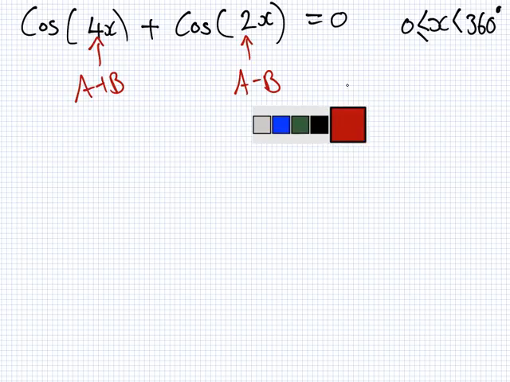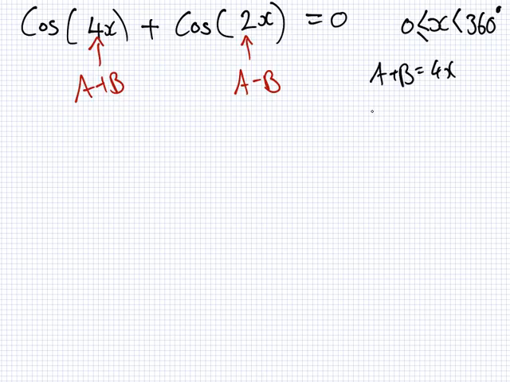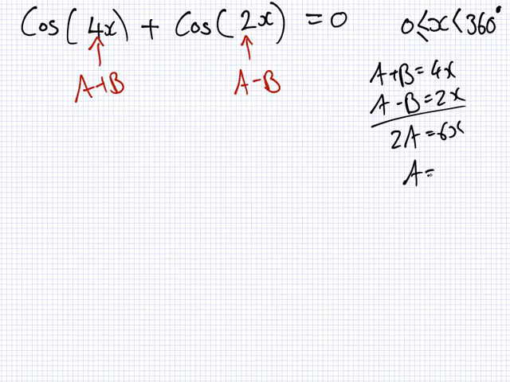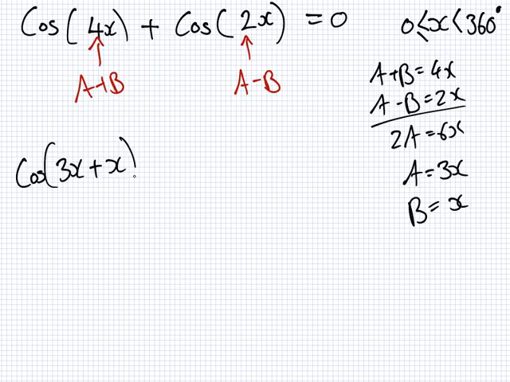Yeah? You'll see what happens now. Because what I can do is, if I say A plus B equals 4x, A minus B equals 2x, if I add that together I get 2A equals 6x, so A equals 3x, which means B equals 1x. In other words, I can change this into cos(3x plus x) plus cos(3x minus x). And you might say, well, why is that useful? Well, now I can use my angle formula.